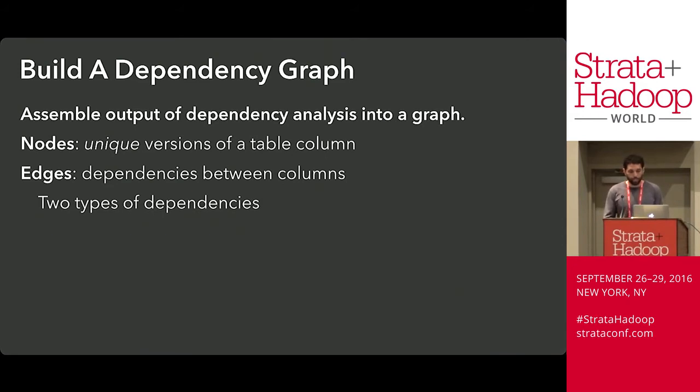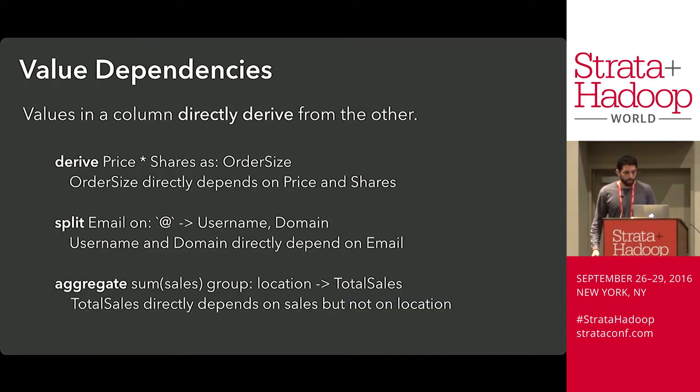And for the purposes of this talk, we've classified things into 2 types of dependencies. The first one is what we would call value dependencies, or direct dependencies. The idea here is that the values in a column directly derive from another column or a set of columns. So here are some examples from other scripts: say we derive a new column that is the price of a share times the number of shares as order size. We would say order size directly depends on price, and it directly depends on shares. If we split email out into 2 columns, username and domain, each of those columns now directly depends on email.